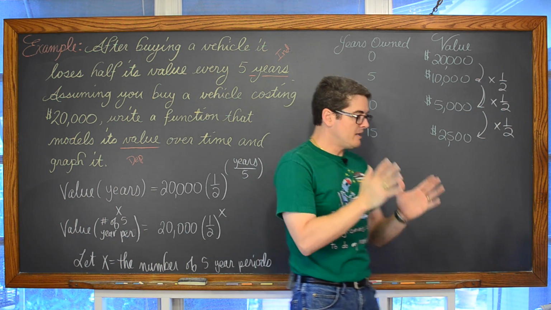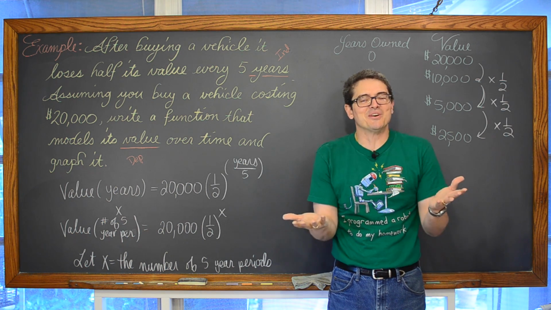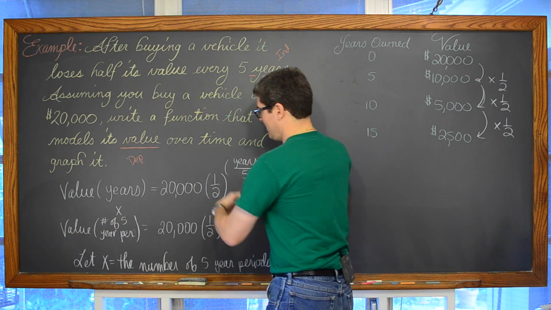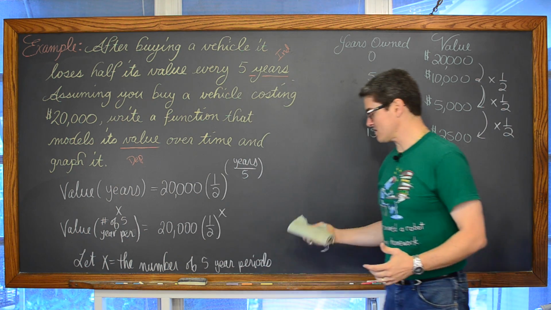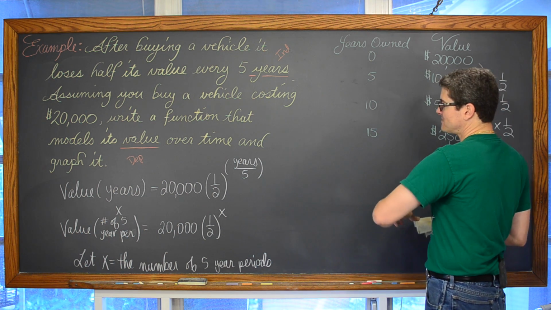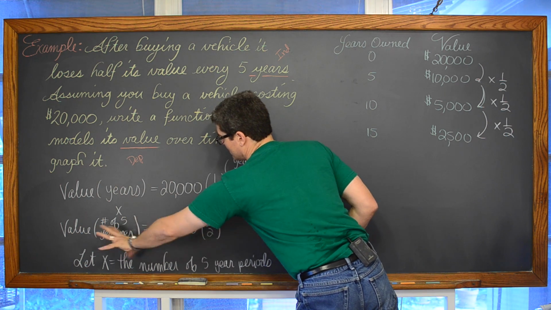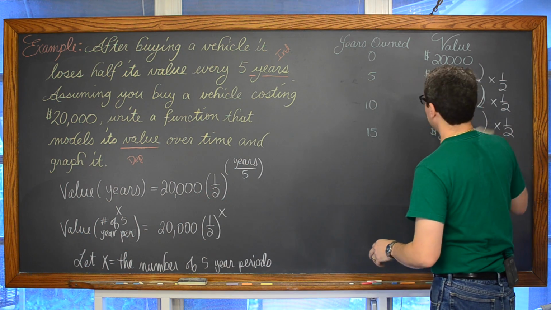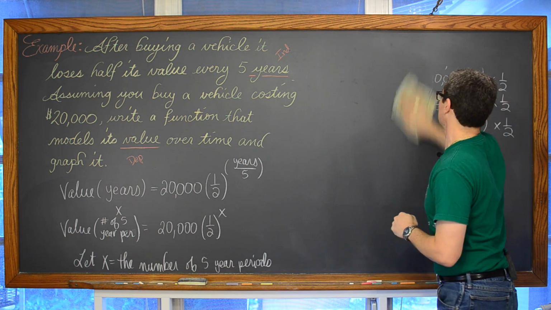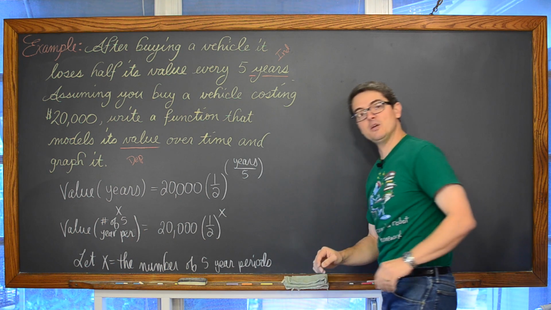So you need to define your variables so that your teacher will know if you wrote the correct equation or not. That's what's interesting about word problems, and it's also what makes it a little bit more difficult. You have to think more. Okay, so we're going to focus on this simpler form of this equation where x is the number of 5-year periods, because that's what's happening in the problem. And let's finish up the graph and call this video done.